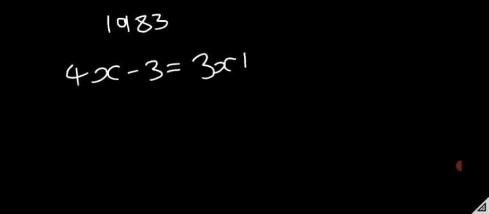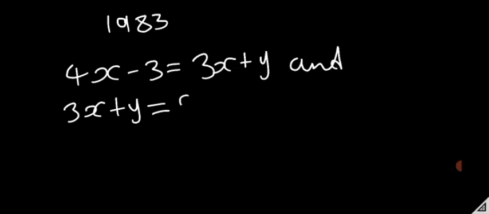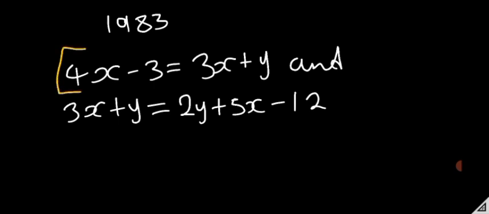Solve the equation 4x minus 3 equal to 3x plus y, and 3x plus y equal to 2y plus 5x minus 12. Now, if you see this kind of equation, you can sometimes be confused, because this looks like an equation here, and this looks like another equation. So how do you solve this type of equation?